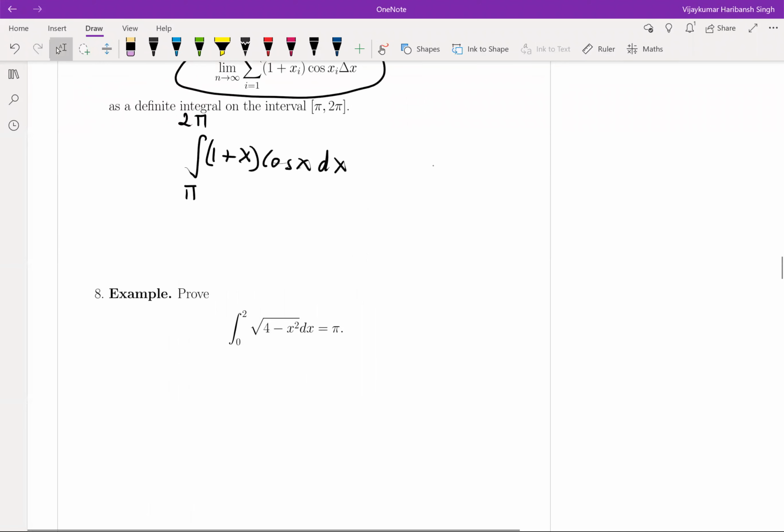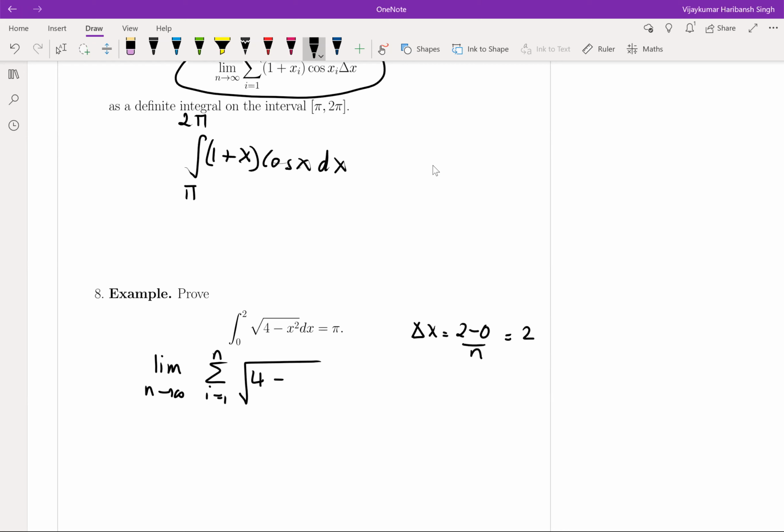Now, prove that the integral from 0 to 2 of square root of 4 minus x squared dx is pi. For now, one can basically write this as limit as n goes to infinity, summation i going from 1 to n, square root of 4 minus, what is delta x in this case? Delta x is 2 minus 0 by n, which is 2 by n. So (2 by n i) square times 2 by n. Of course, computing like this is going to be difficult for us. Why? Because we don't even have summation formulas for square root.